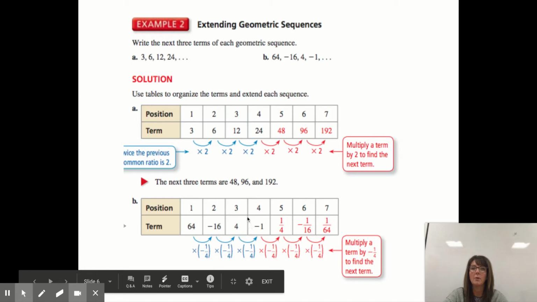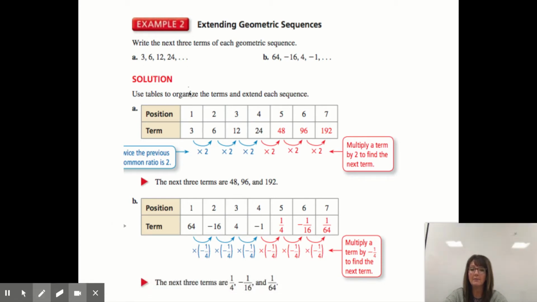All right, we're going to write the next 3 terms. So you have to find the common ratio. You can use a table to organize it, however you want to do it. Remember, we're talking positions: first position, second position, third position, fourth position. So the next three terms would be fifth, sixth, and seventh.